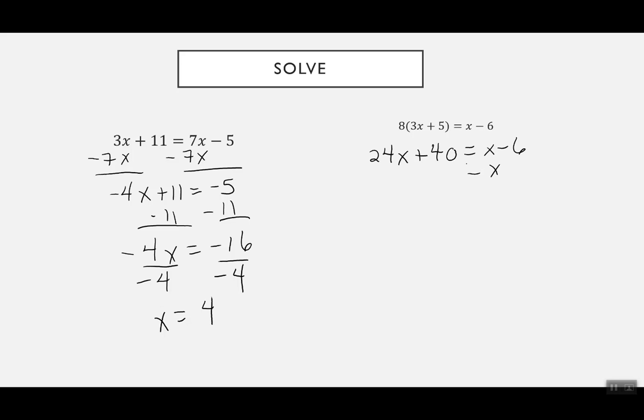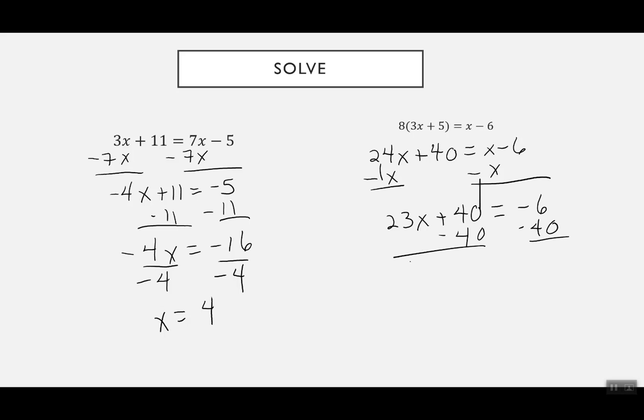I'm going to subtract x so that all the x's are on the left. If that bothers you, you can always put a 1 in there so you remember that x stands for 1. So 24 minus 1 is 23x. I still have plus 40 equals negative 6. I'm going to subtract that 40. So now 23x is negative 46.